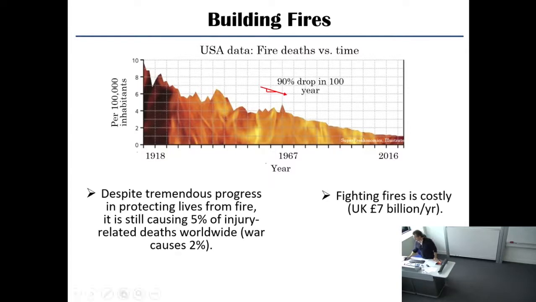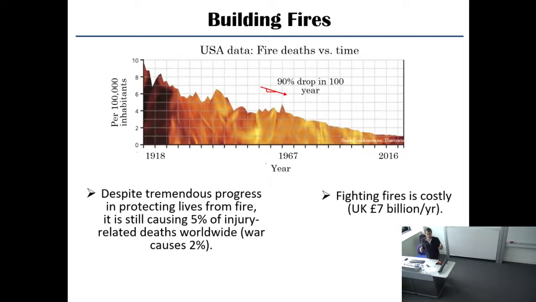If you look into the number of injury-related deaths, which are not dying from natural circumstances or from a sickness in the hospital, an injury is something external and bad that has happened to your body. And if you look at this worldwide, you see 5% of injury-related deaths are because of fire.